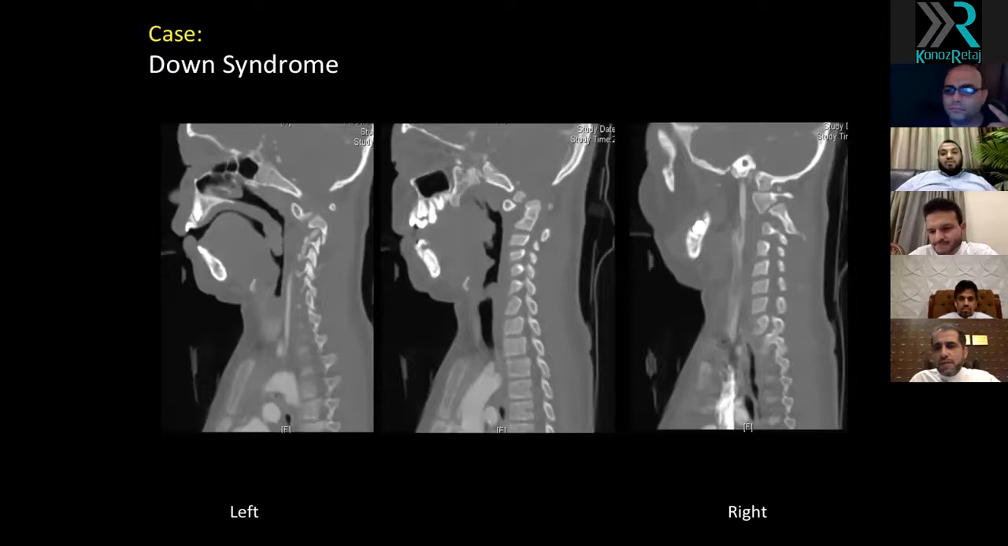Foramen magnum decompression? It depends on the compressing element. This foramen magnum decompression is usually reserved for an associated Chiari. There is no Chiari here, and you could see on ultrasound, we don't have to guess.